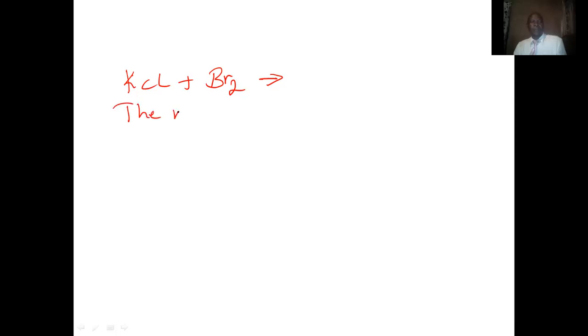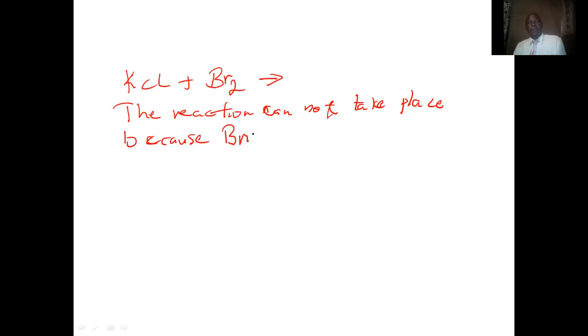The reaction cannot take place because bromine cannot displace chlorine.